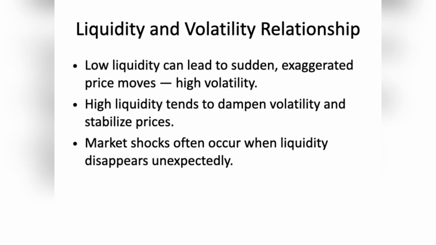Liquidity and volatility are closely linked. When liquidity dries up, for example, during off-hours or major news events, volatility usually spikes. That's because fewer participants mean price moves more sharply with each trade. On the other hand, when liquidity is high, prices tend to be more stable. So, in short, low liquidity means high volatility, and high liquidity means stability.